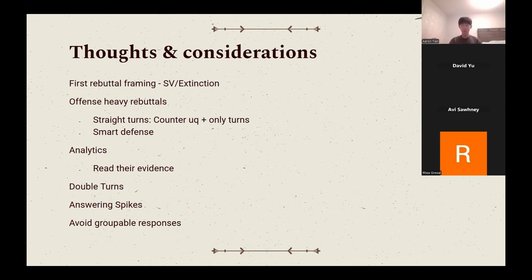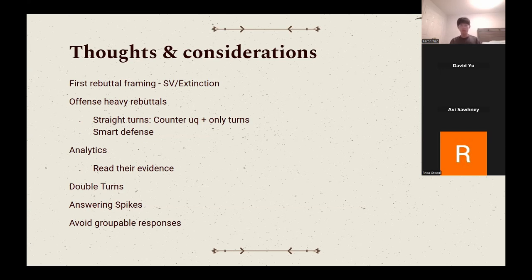The final thing is that you want to avoid groupable responses. If you have too many responses that are really saying the same thing, not only is that inefficient, but it's really easy to respond to if they can just make one response that takes out all of them. And this might be a little hard to identify at first because you're wanting to, especially on the tech level, introduce as much content as possible.